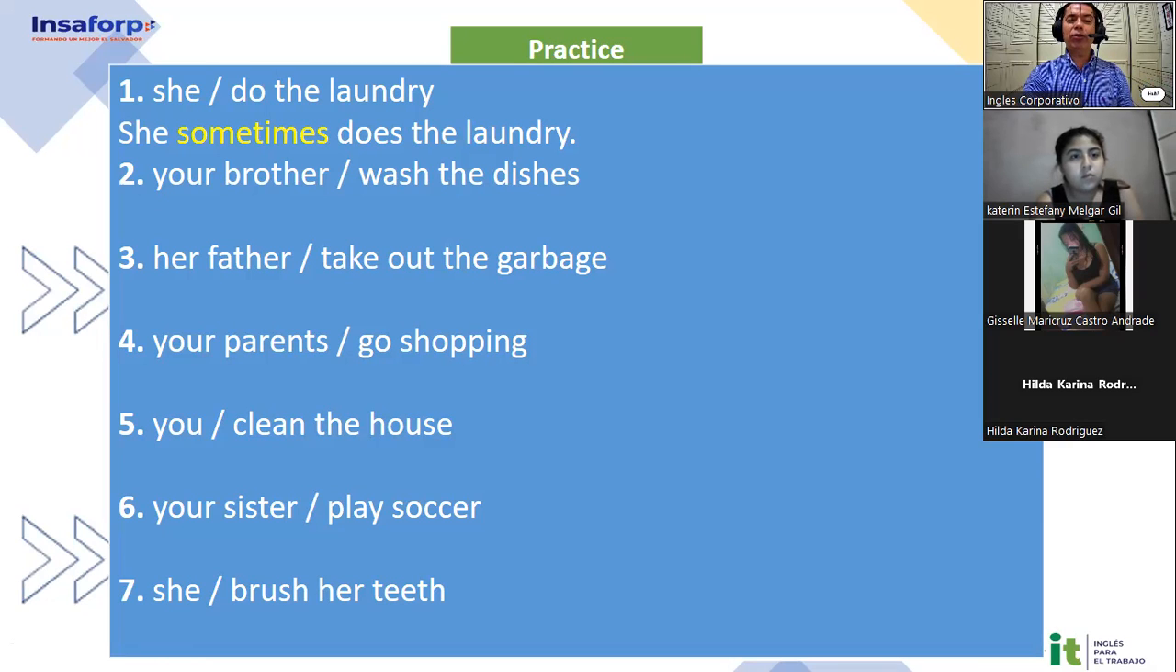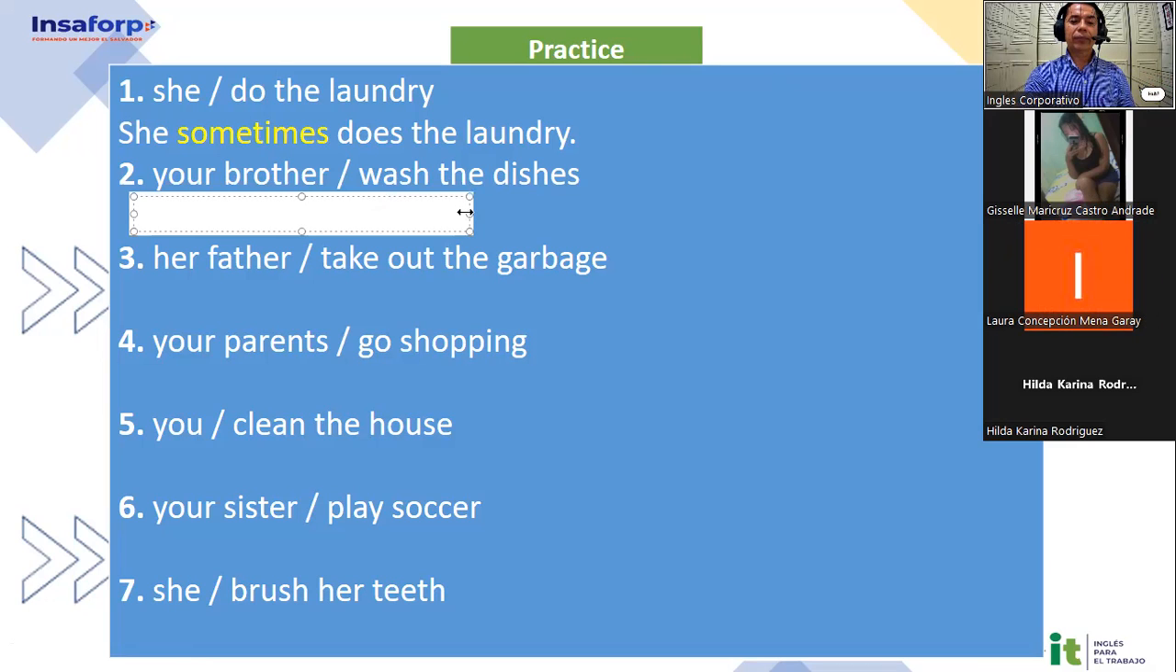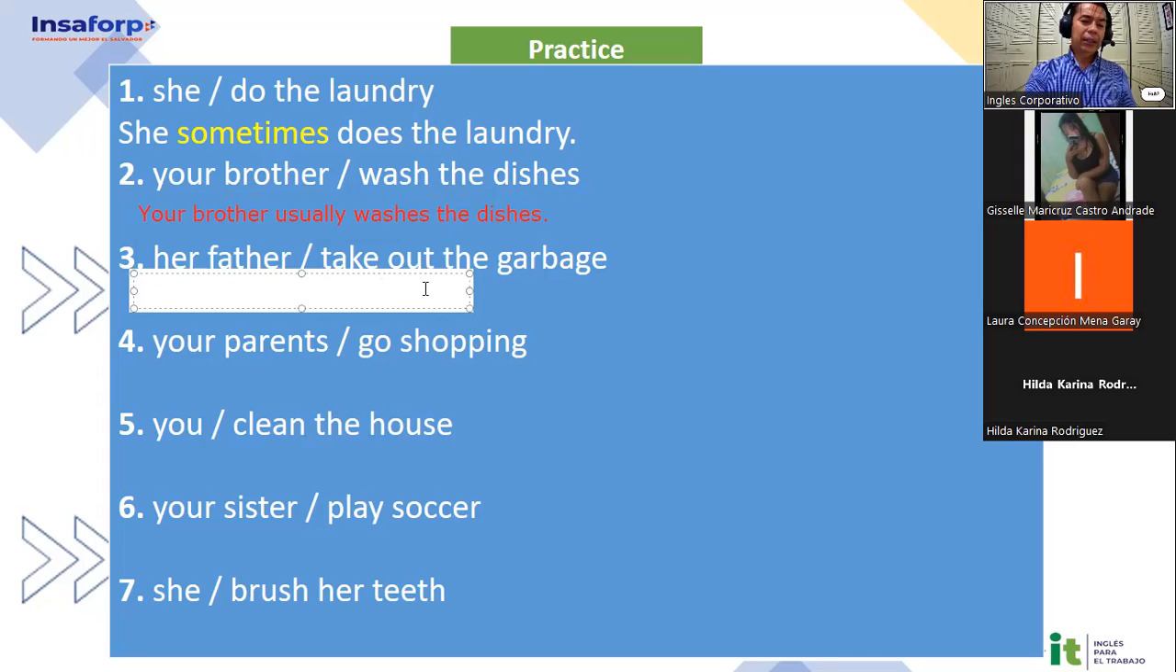So, Laura, please, can you help me with number two, please? Tiene que ser con sometimes. Si usted quiere, puede usar always, usually, often, rarely, almost never. Cualquier adverbio que usted quiera usar. Often. Ahí usted decide. Your brother usually wash the dishes. Laura, wash or washes? Washes. The dishes, right? Okay, thank you very much. Number three, Kevin, please.